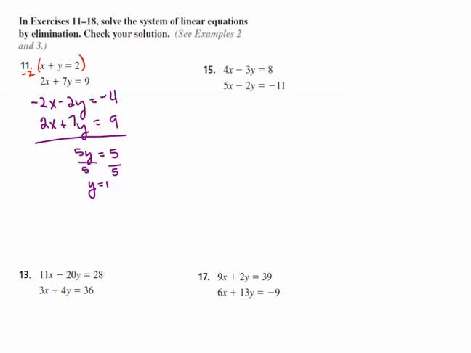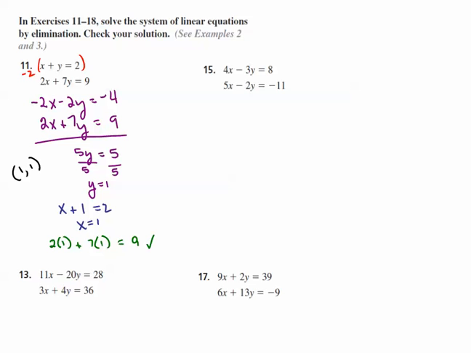I'm going to substitute that in the first equation. x plus 1 equals 2. Well, that must mean that x is equal to 1, giving me the potential solution: x is 1, y is 1. I need to plug that into the second equation. 2 times 1, which is 2, plus 7 times 1, which is 7. 2 and 7 is 9, and so that checks.